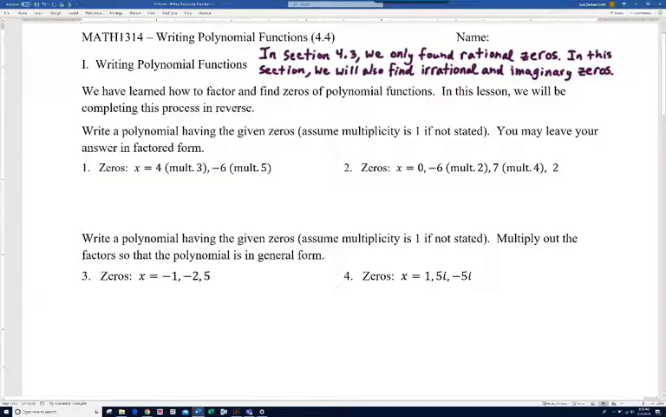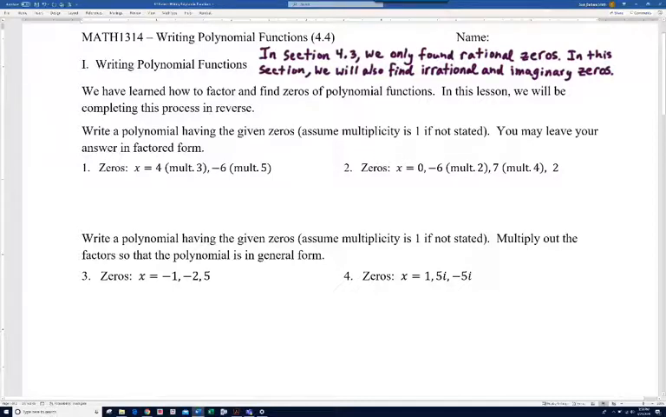Okay, in this lesson we're going to be writing polynomial functions. There's actually going to be two videos for this section, and this is what we're going to focus on first. I do want to mention that in section 4.3 we were only finding rational zeros. In this section you're going to see that we'll be finding also irrational and imaginary zeros, which are going to take a little more work. Anyway, let's go ahead and get started.